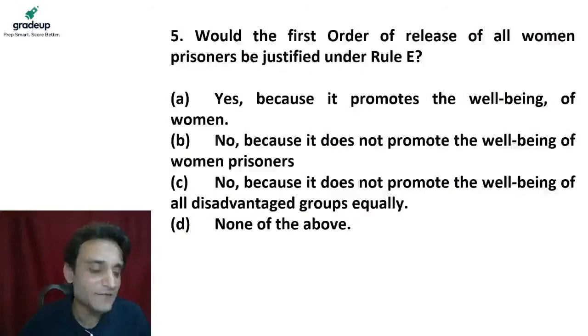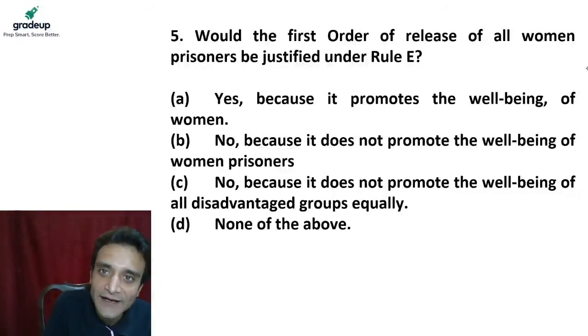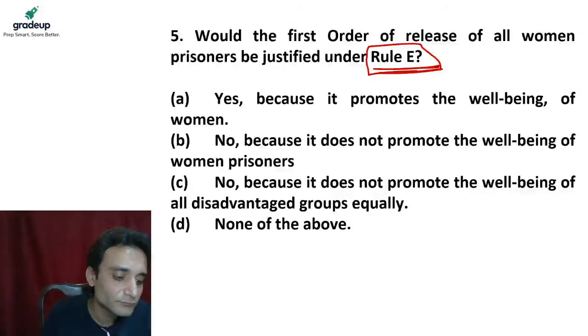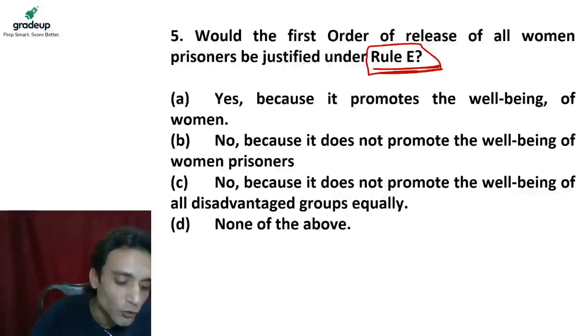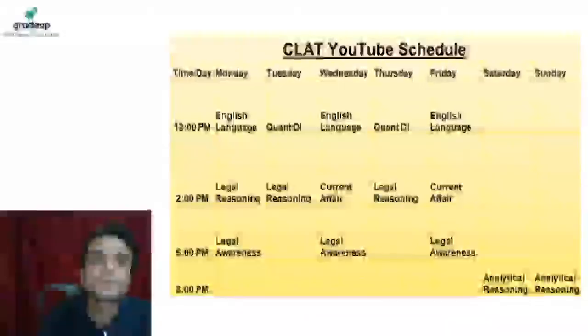Okay, question number 5. Would the first order of release of all women prisoners be justified under Rule E? Only under Rule E. We will have to read only Rule E.